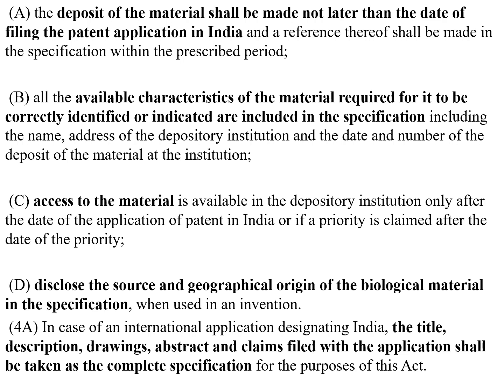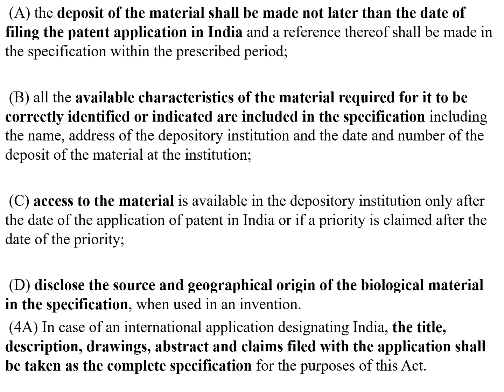Then subclause C says that the access to the material is available in the depository institution only after the date of the application of patent in India, or if a priority date is claimed, after the date of priority. So material can only be accessed after the date of filing of the patent or its priority. Then subclause D says that the source and geographical origin of the biological material should also be disclosed in the specification when used in an invention.